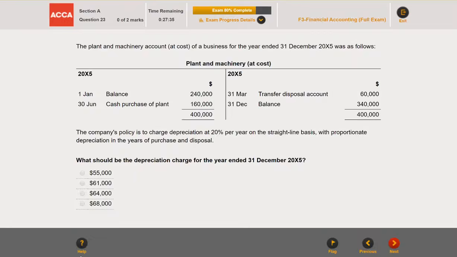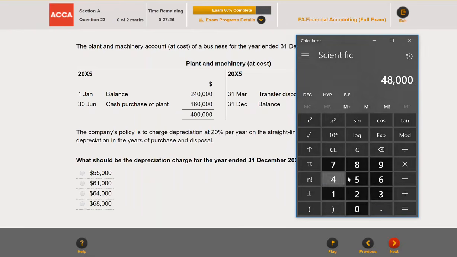So 48,001, and then 60,000 charge depreciation at 0.20, and we look at the period of use. The period of use is from 30th June, so it means end of June, and the year end is December, so 6 months.